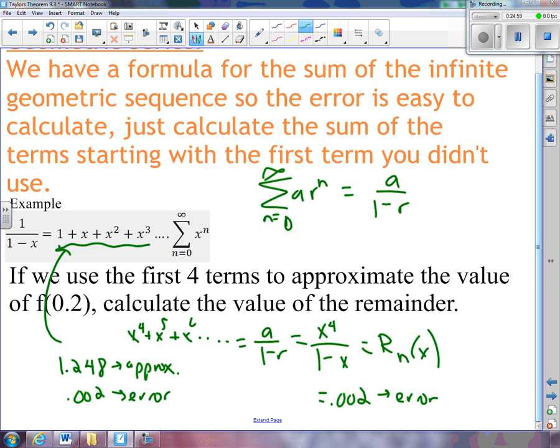Yeah, so you do 1 over 1 minus 0.2, you get 1.25, which is the right answer. Is that cool? Is it always perfect? It's always perfect in geometry.